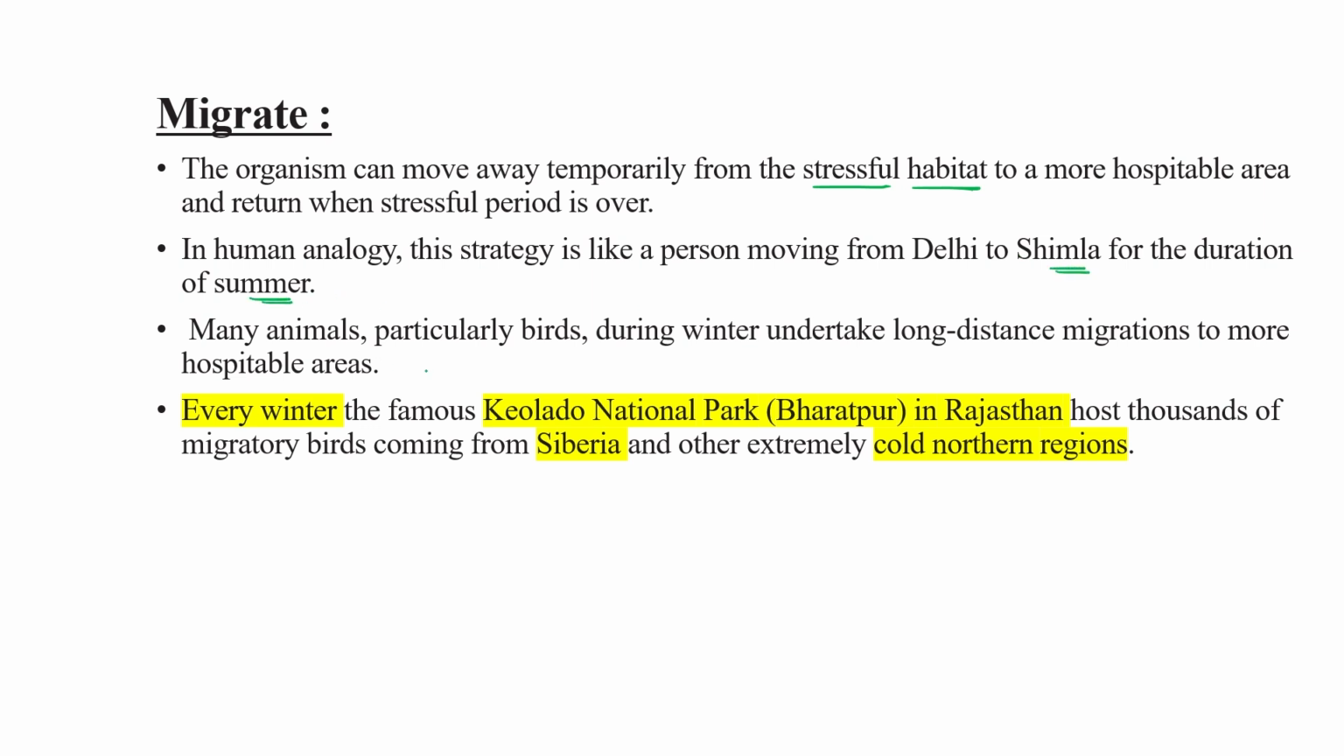Okay. Similarly, many animals, particularly birds, during the winter season undertake long distance migration to a comparatively hospitable area. Like every winter, the famous Keoladeo National Park, which is situated in Bharatpur, Rajasthan, hosts thousands of migratory birds, like the Siberian crane, which comes from Siberia, an extremely cold environment.